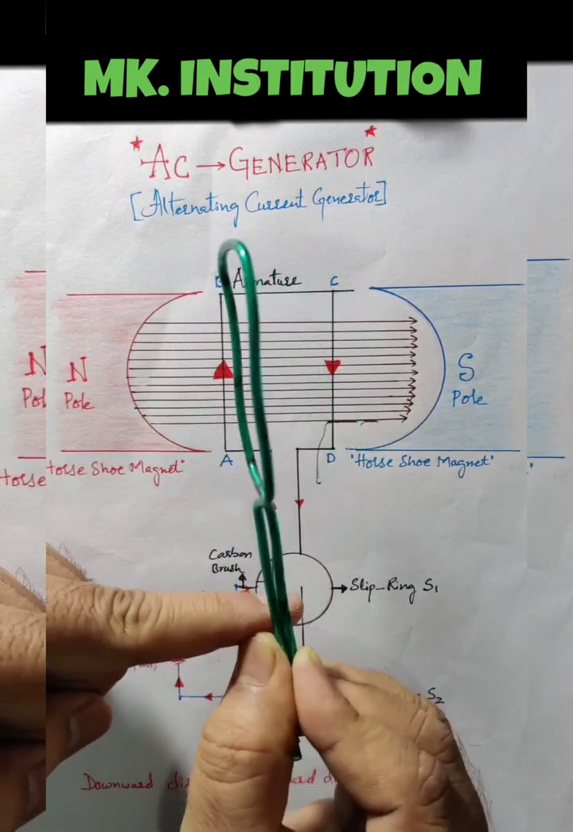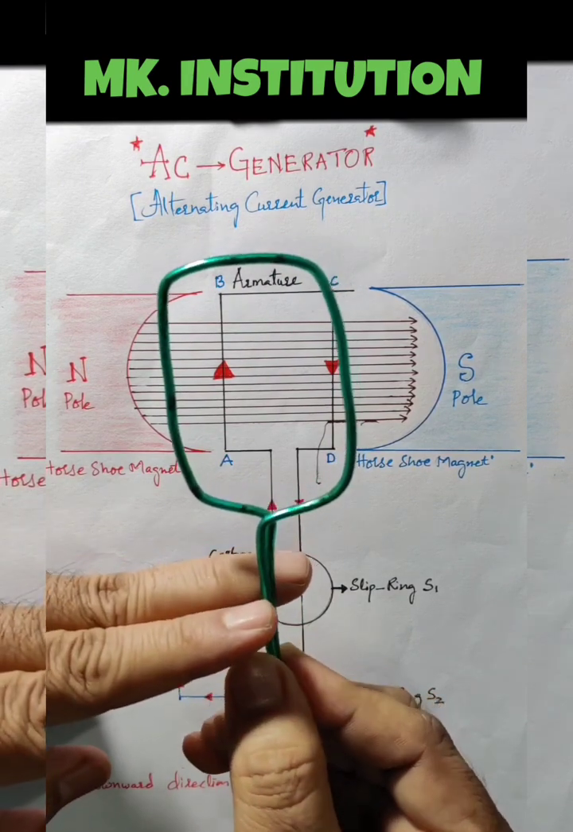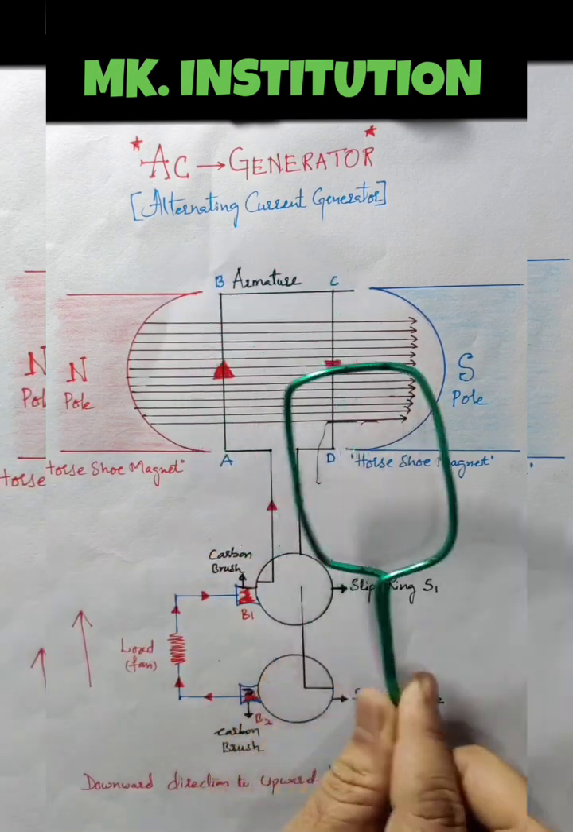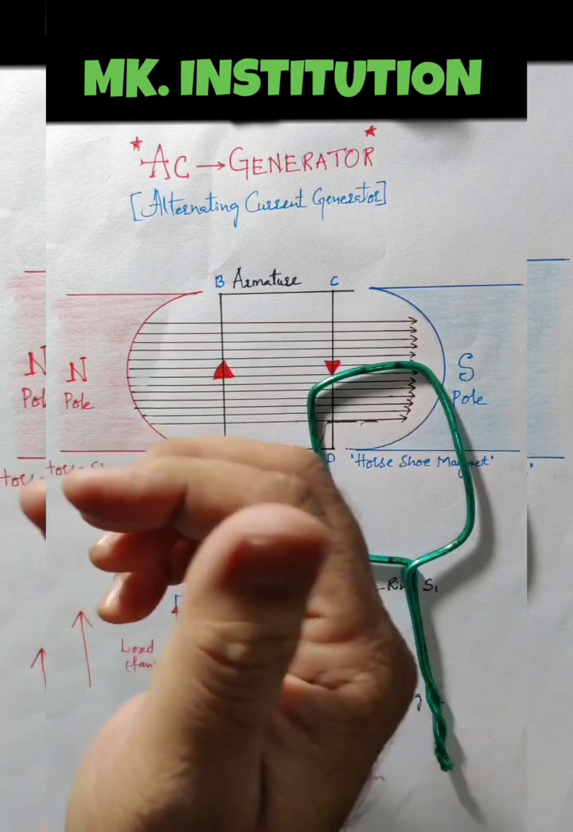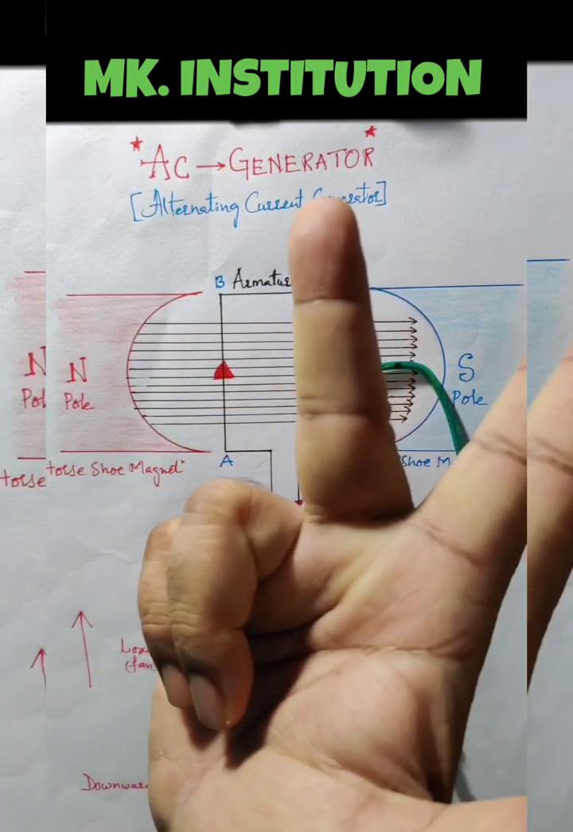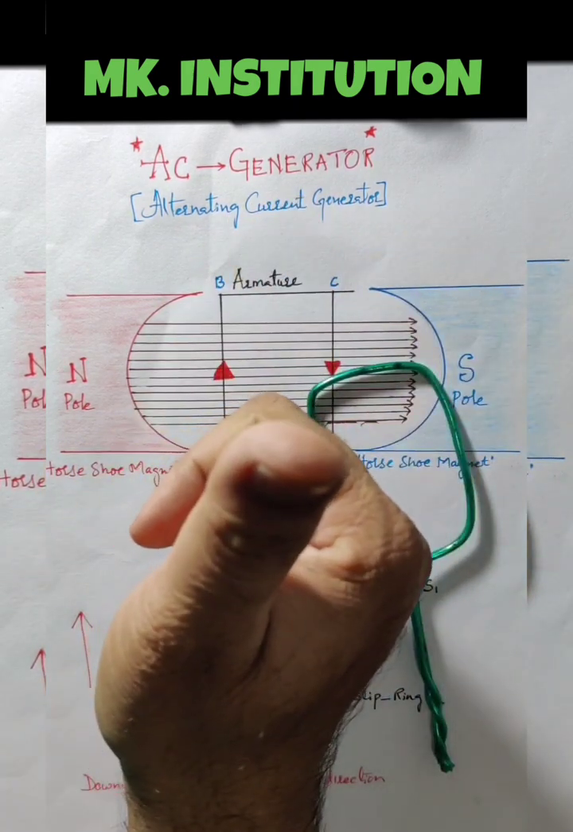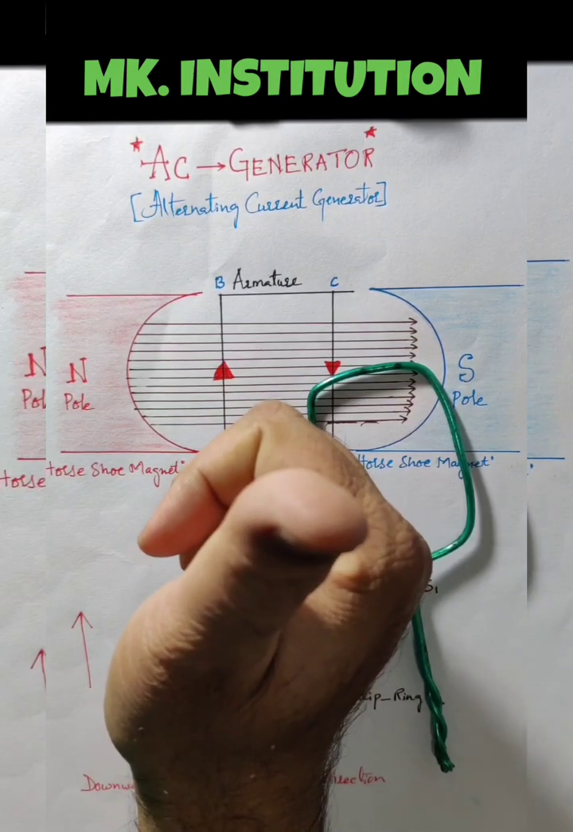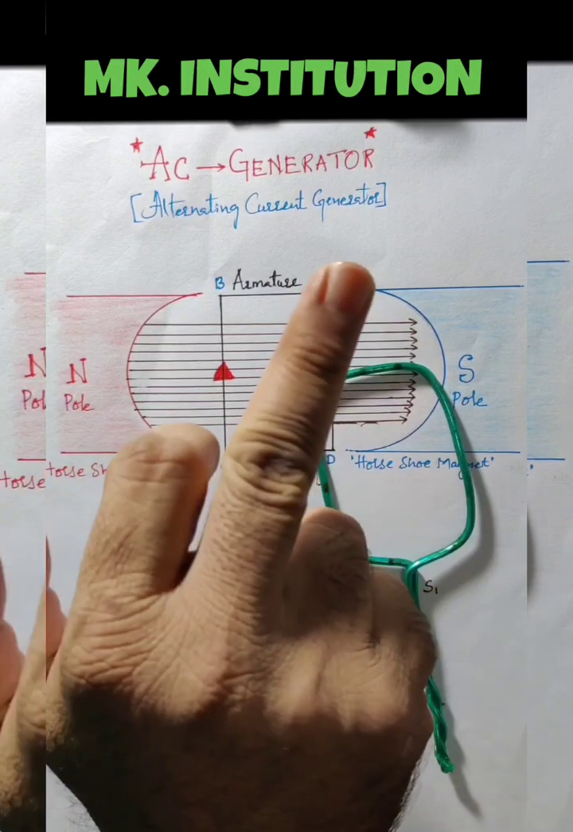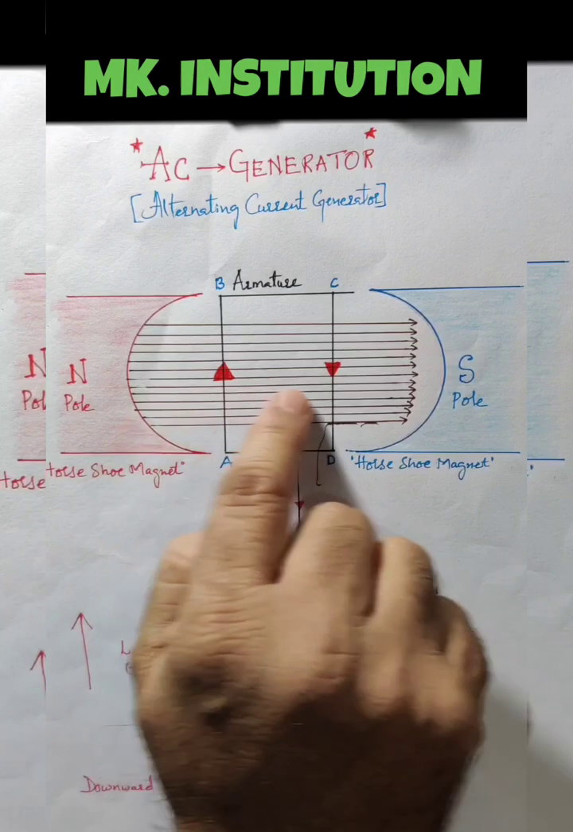It depends upon Fleming's right hand rule. This armature will move back like this. What does Fleming's right hand rule show? The names given are thumb, index finger and middle finger. What does the thumb represent? Force. What does the index finger represent? Current. And what does the middle finger represent? Magnetic flux.